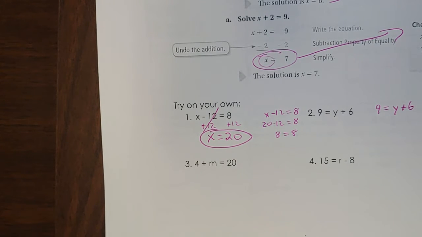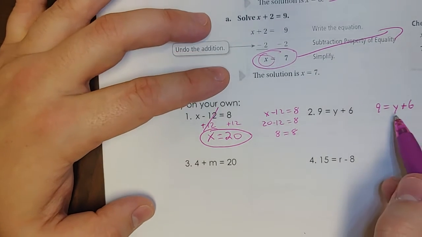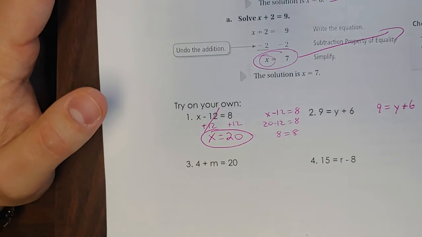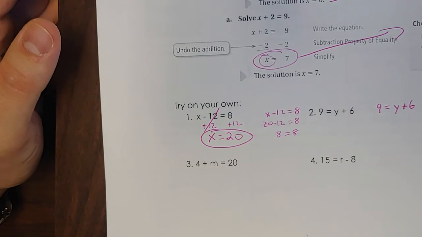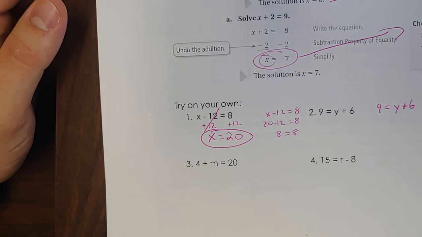So it doesn't matter that it's backwards. Don't let this fool you. We get into a habit all the time. If it doesn't look exactly the same, we act like we don't know what to do, but it's done exactly the same, okay? We still want to get that y by itself, because that's the variable. Variable wants to be by itself.